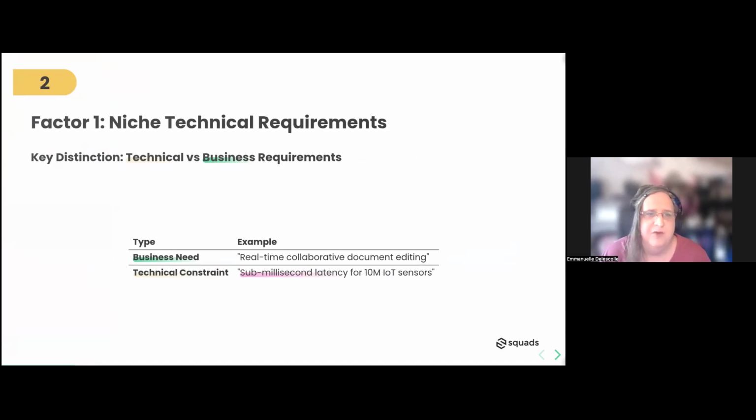So let's take a look at these two examples: real-time collaborative document editing and sub-millisecond latency. Those two requirements can, at first glance, look like they're both technical requirements, but the first one is not really so much technical. There's already a lot of tools that do that. You can think about Google Doc, Jira, things like that, and also libraries. If you don't want to integrate an existing product into your solution, there are libraries that can help you do that. Something like sub-millisecond latency is something that cannot just be achieved with a library. It has to be engineered, it has to be thought through, and that would be an actual technical constraint that has to be taken into account while deciding for a stack.